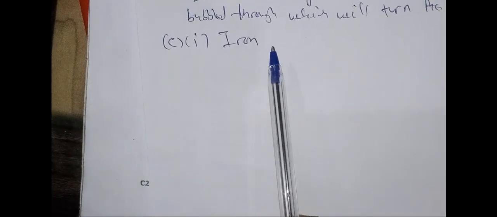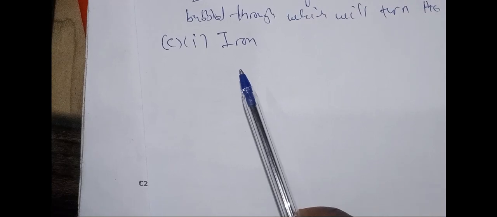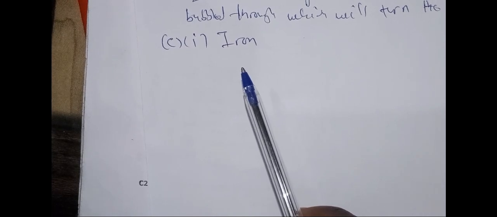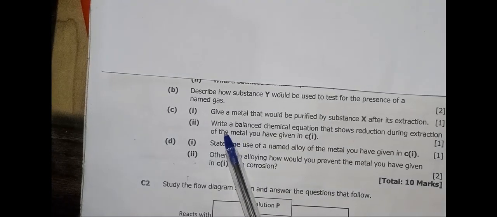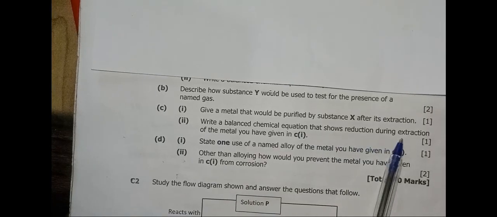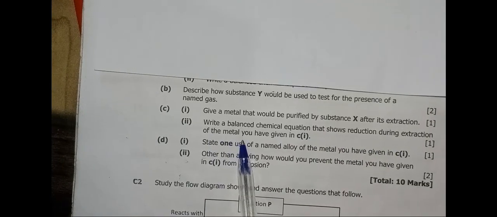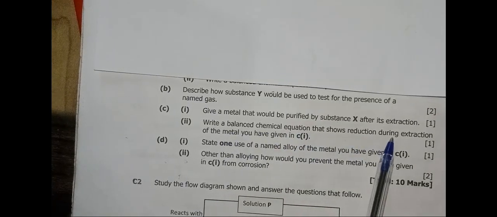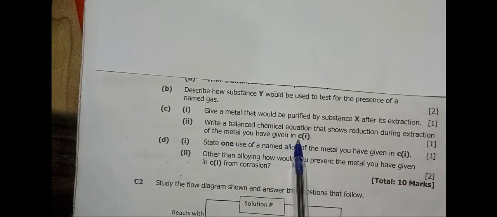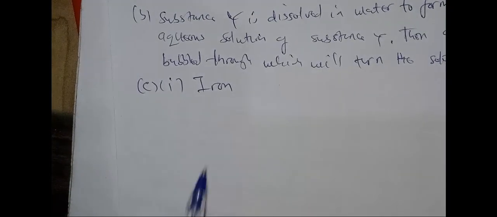Before we move on, we know in the extraction of iron, the materials there are coke, limestone, which is calcium carbonate, and hematite. So the same calcium carbonate is used there to purify the metal after its extraction. Next question now, C2. Write a balanced chemical equation that shows reduction during extraction of the metal you have given in C1. So hematite, which is the iron ore.